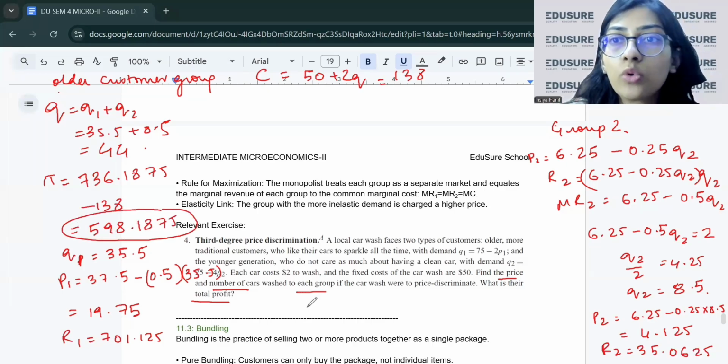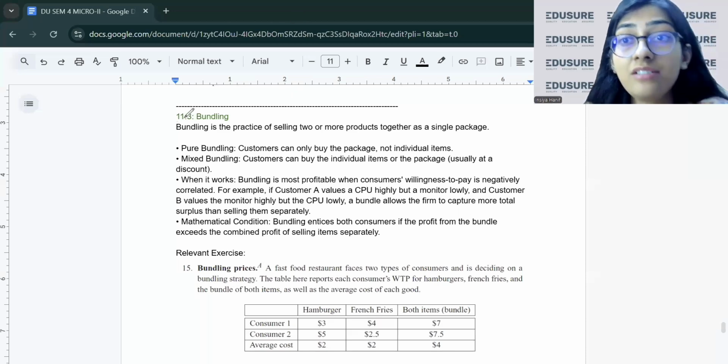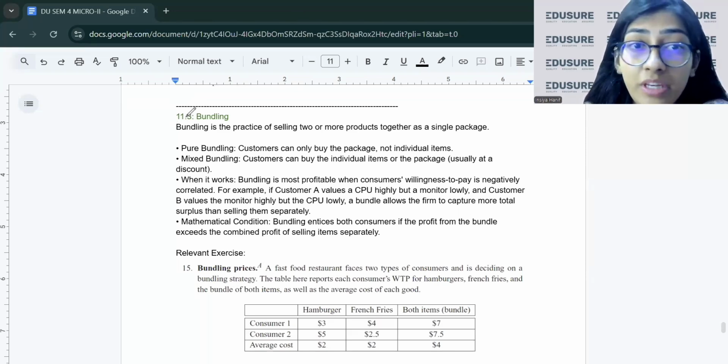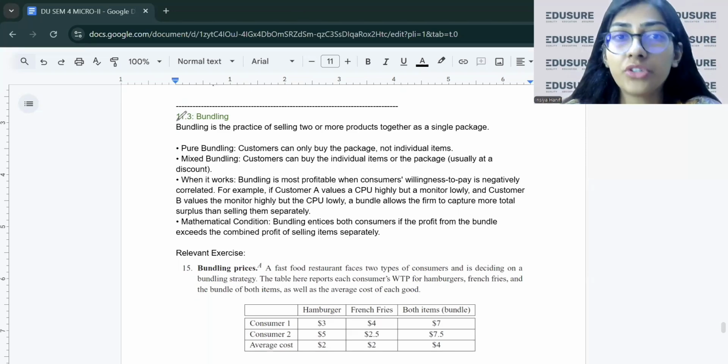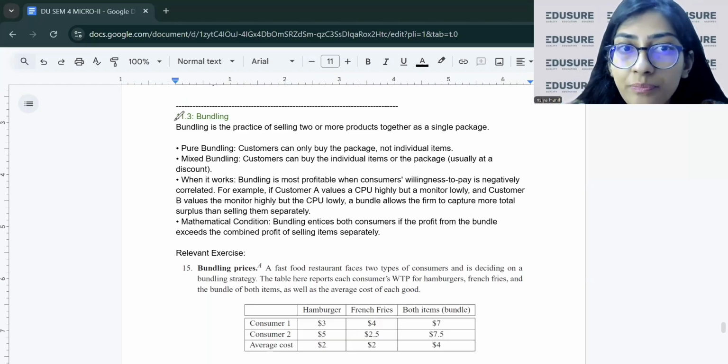Okay. So I hope आप लोग को third degree price discrimination के questions कैसे solve करने होते हैं. I hope आपको समझ आ गया. Okay. अब कहते हैं the last topic in price discrimination. This is not a price discrimination per se, but ये भी एक type है, okay, different form, okay. So this is called bundling, okay.